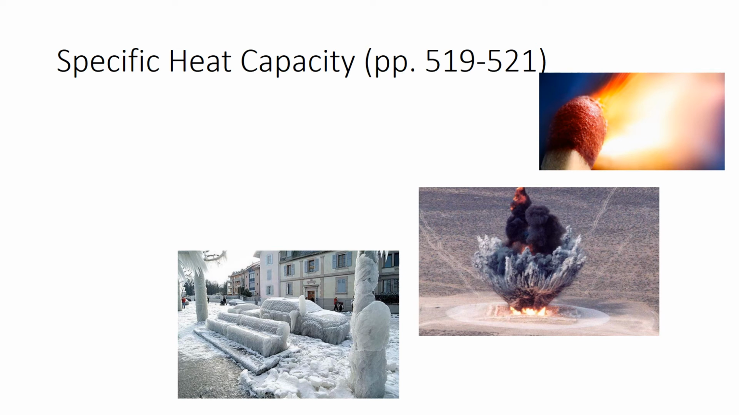This video is going to discuss specific heat capacity, which is covered in pages 519 to 521 of your textbook. Specific heat capacity is really an attempt to answer the question, how do substances absorb heat? It turns out that you can have a heat source that supplies heat to two different substances, and they're going to absorb heat in different ways. Specific heat capacity is an attempt to describe the ways that those different substances absorb heat.